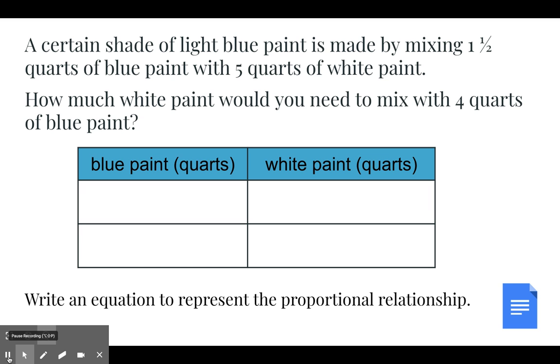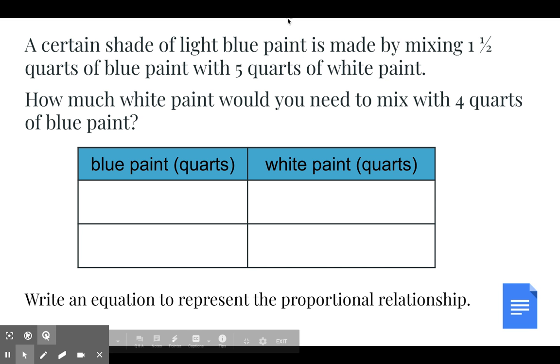Okay, so hopefully you're noticing that the first line of your table should have been 1 and 1/2 quarts of blue paint, and in the second column it'll have been 5 quarts of white paint. So I needed to figure out what 5 divided by 1.5 would be to figure out my unit rate. And then use that to figure out the next part. So your answer should have been 13 1/3. That's a little difficult to figure out. Or it could have been 40 over 3. So either one of those answers would have been plausible.